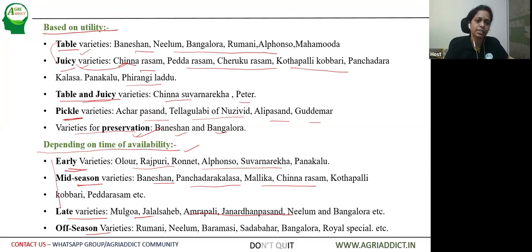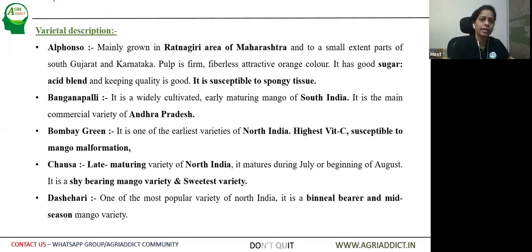or during the peak season. Apart from the peak season, they are available. So those varieties are Romani, Neelam, Varanasi, Bangalore, Royal Special and so on. Then I'm not going into the details, but varietal description is also very much important for some of the important cultivars which are grown in our country.